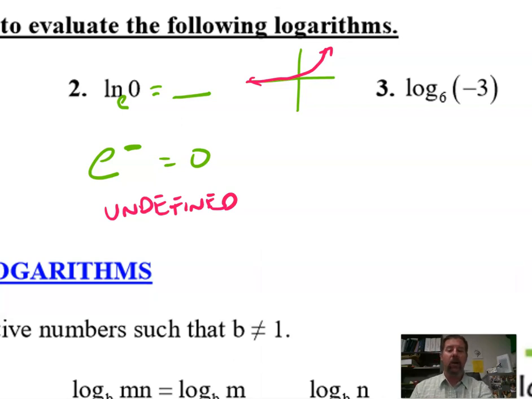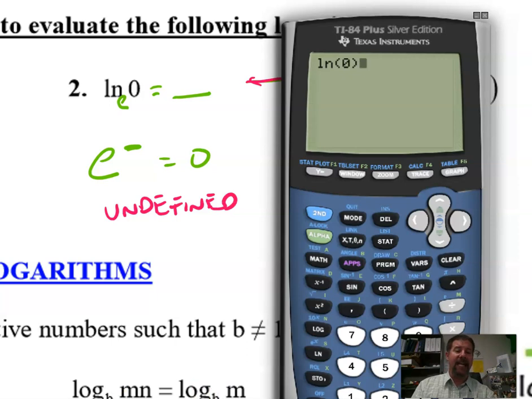It does not work. Even if we bring up our handy-dandy calculator and I try to take the ln of 0, it's going to say, hey, wait, there's an issue. We can't do it. There's an error in our domain. So you just need to know that the ln of 0, or any log of 0, is going to be undefined. We can't do it. Doesn't matter what your base is.